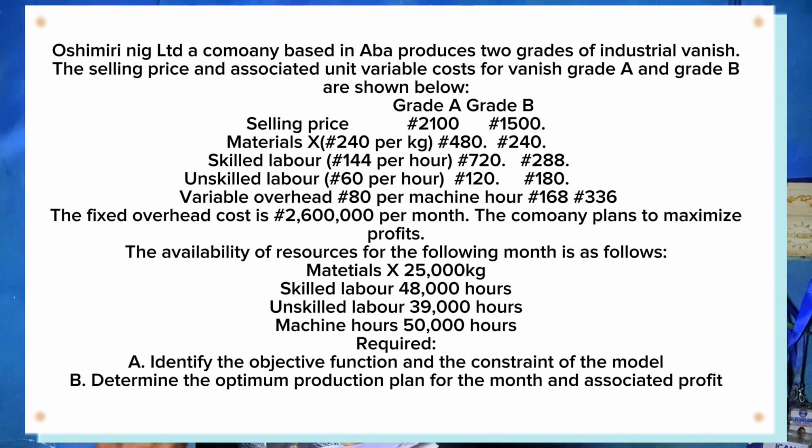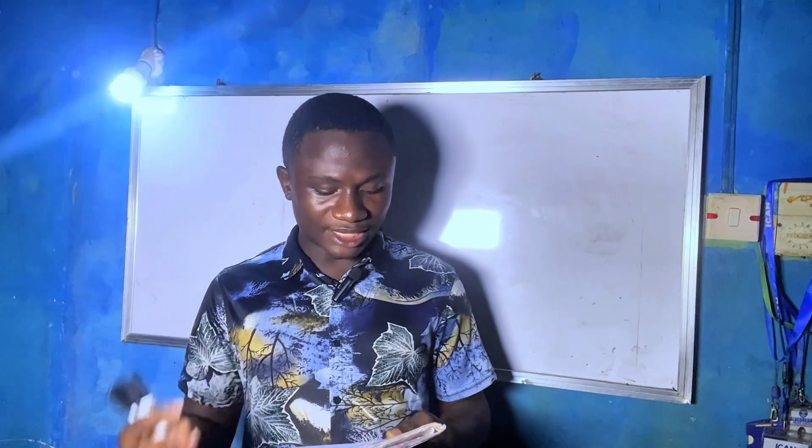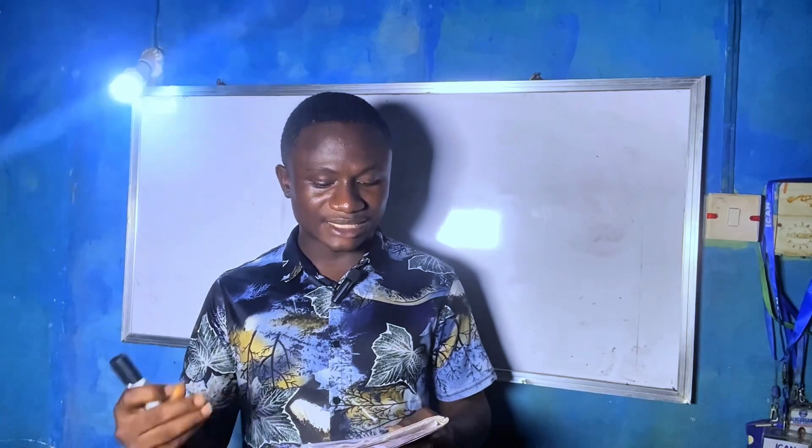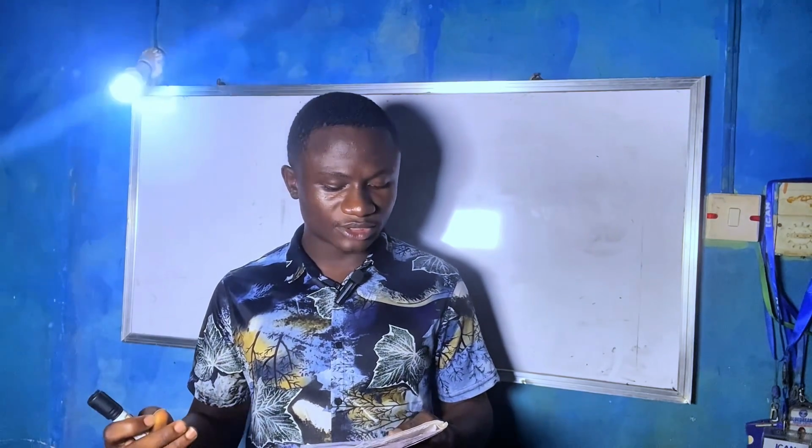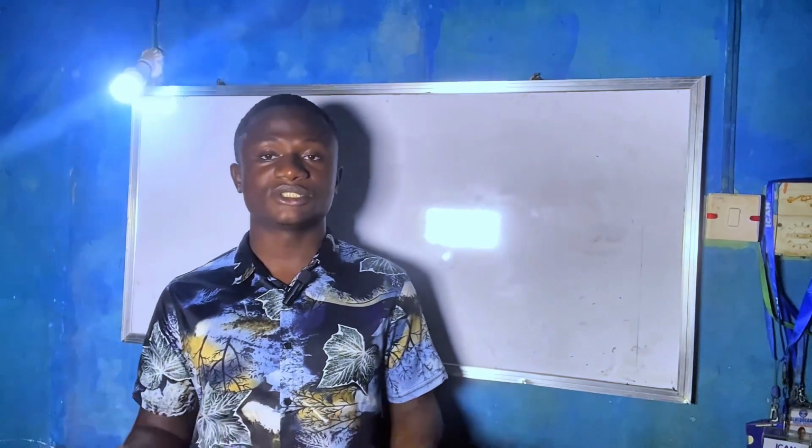So we are required to identify the objective function and the constraints of the model to be used in determining the optimum production plan for the following months. And we're told to determine the optimum production plan for the month and the associated profits. And lastly, explain the concept and significance of dual prices and slack resources in the context of the model used in the company in this scenario.